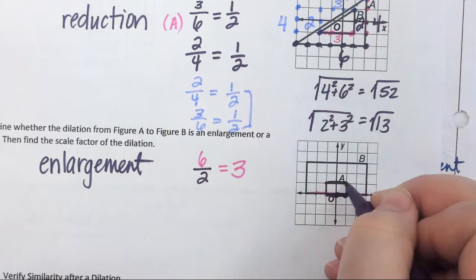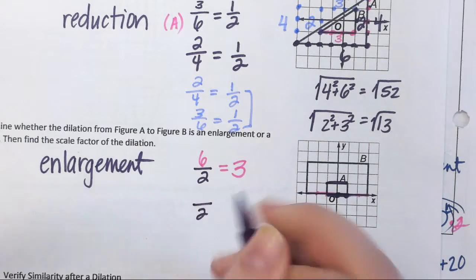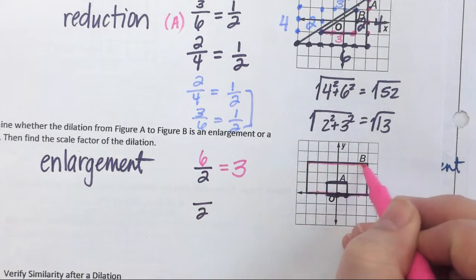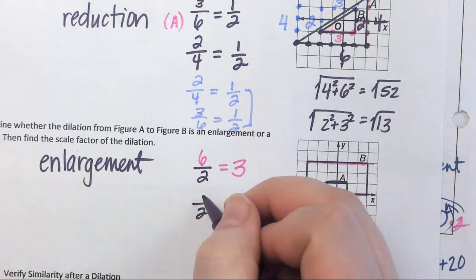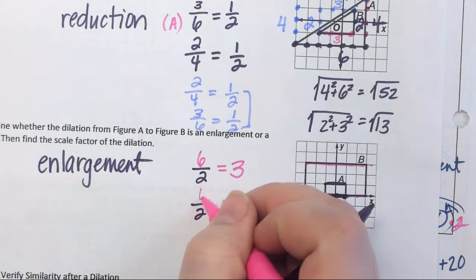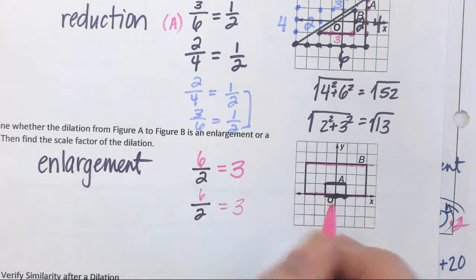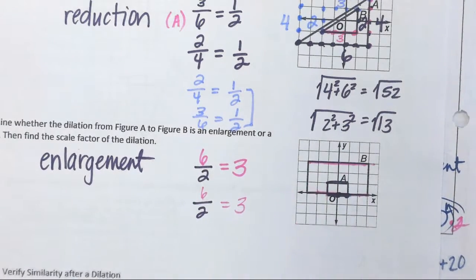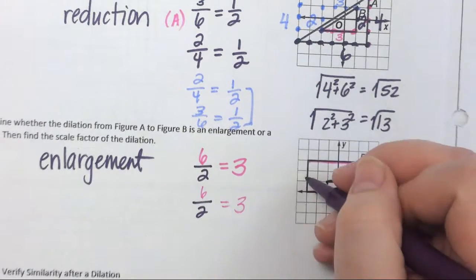On the top, again, it's 2. All the way across on the top, again, it's 6, because it's a rectangle, so of course this is going to happen. So 6 over 2, which is 3. So the top and the bottom work, and now we got to check the sides.